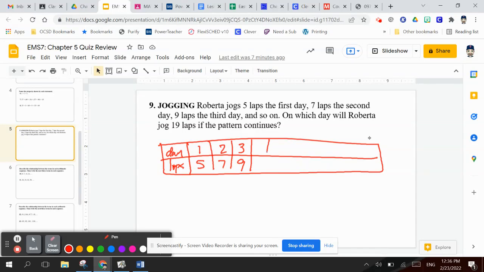I would keep that pattern going. We're adding 2 here, and we add 2 here, so if I add 2 again, that would be 11. Day 5 would be 13 because I added 2. Day 6 would be 15 because I added 2. Day 7 would be 17 because 15 plus 2 is 17. Day 8 would be 19, and that's where I want to stop, because at 19 laps, that would be day 8.